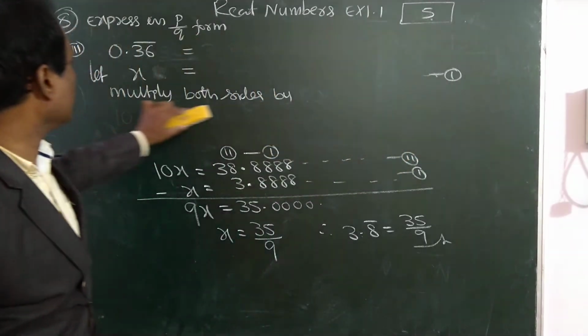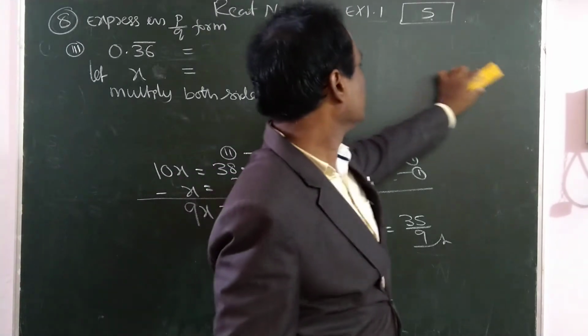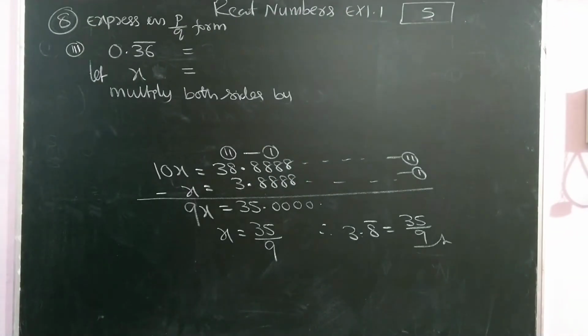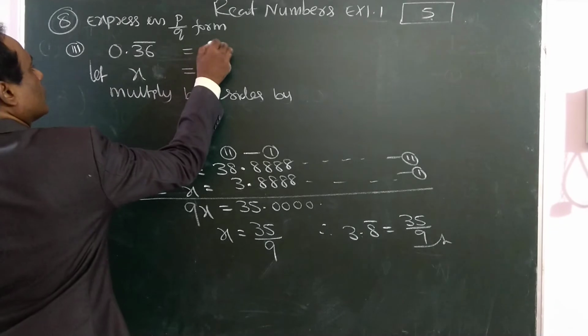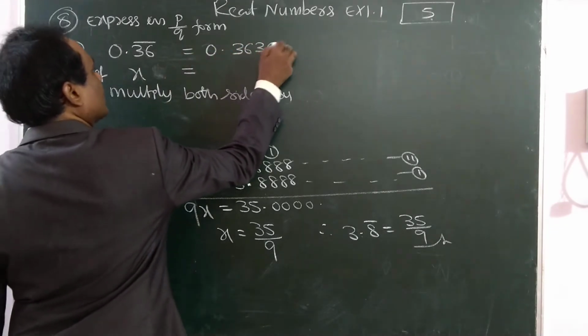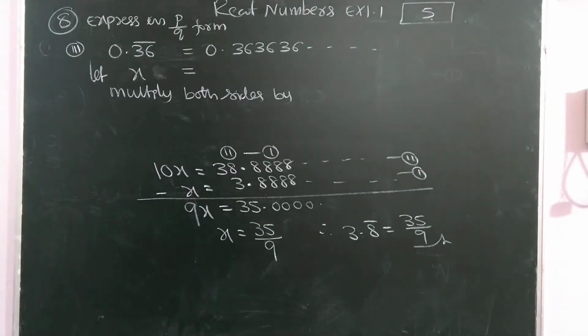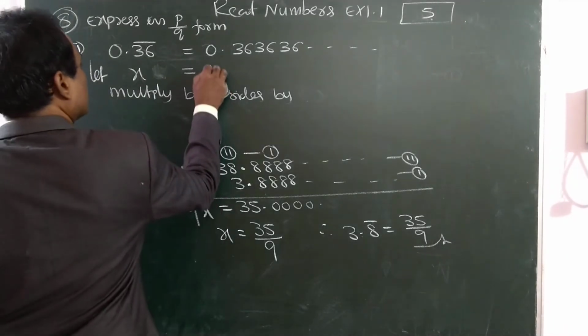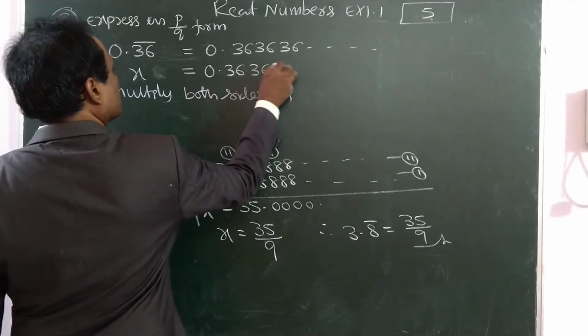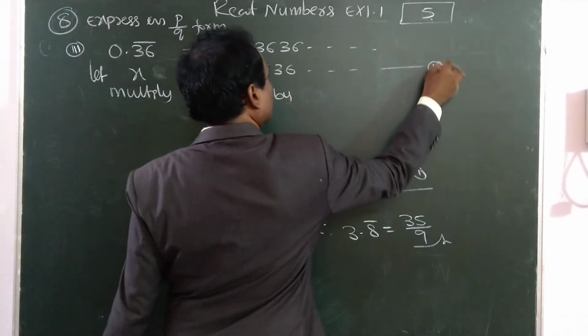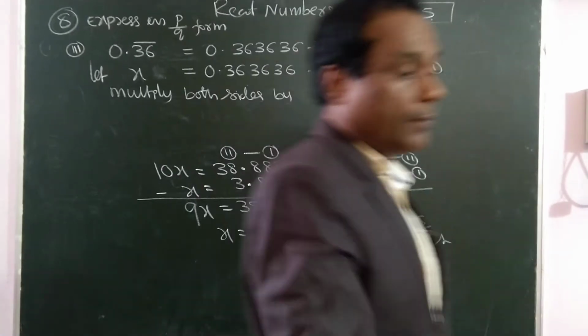Same process, you start. What is the meaning of 0.36 bar? It is 0.363636 continuing. The bar is for 36, so 36 will repeat. 0.363636 and so on. Take that number as x.